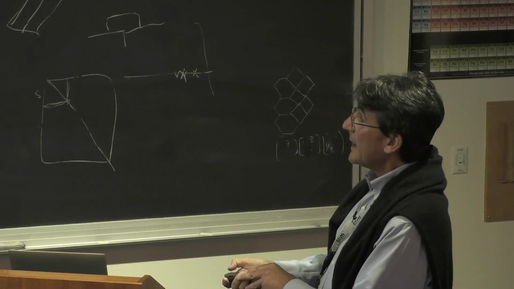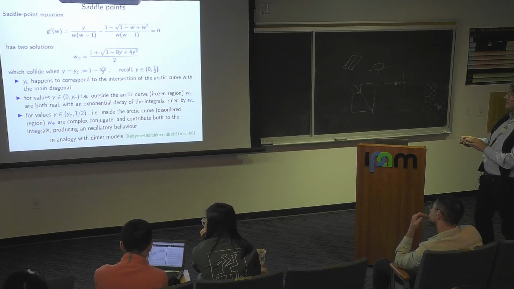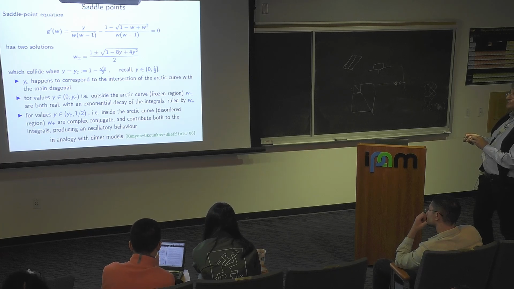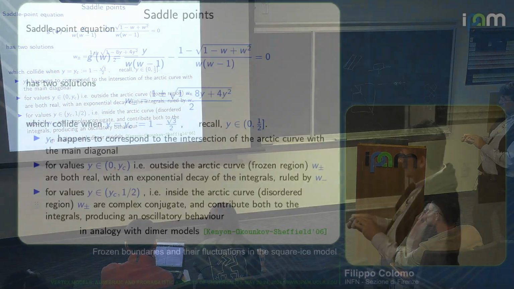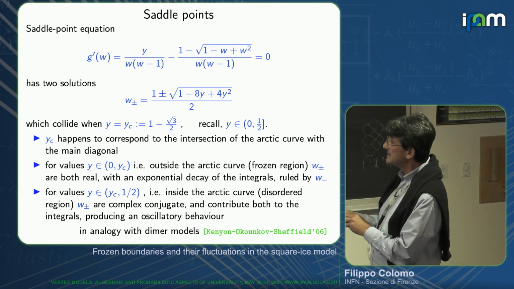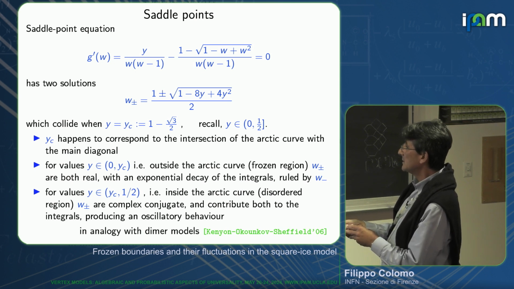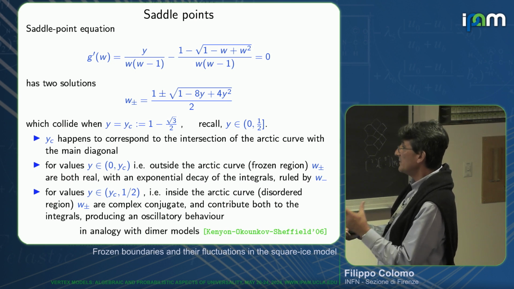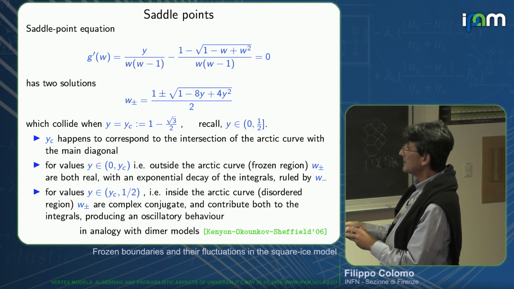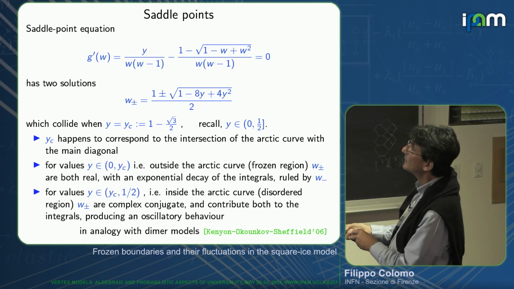diagonal. And if you perform the saddle point approximation and you replace everything, you see that when you are in the frozen region outside the arctic curve, you have 2 real saddle point solutions. The important one is closest to the origin, and it will give you some exponential decay. Vice versa, if y is larger than yc, you have 2 imaginary complex conjugate saddle points, and they are both relevant, and the combination gives you some oscillating behavior. And this phenomenology exactly reproduces what is known for the dimer model from this celebrated paper.